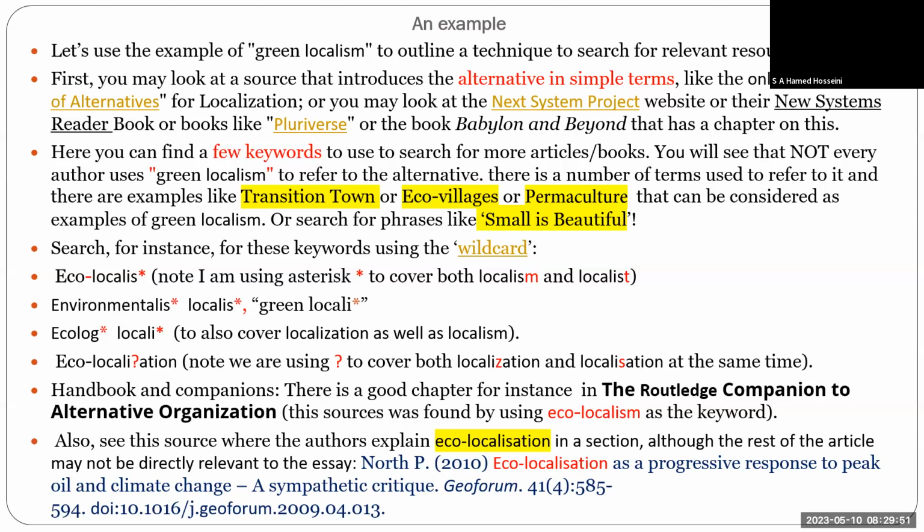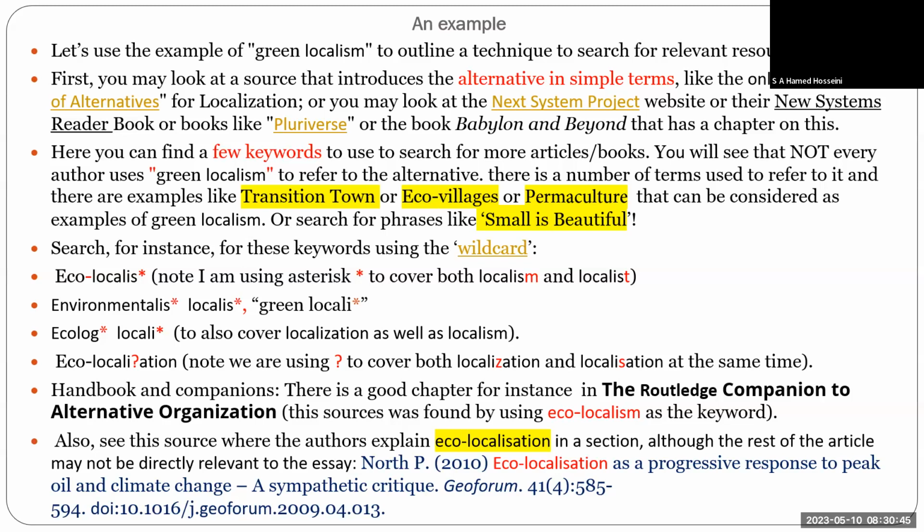So not only green localism, but also eco-localism, sometimes with a hyphen, sometimes without. Eco-localization, sometimes with a hyphen, sometimes without. Eco-localization with S, eco-localization with Z, depending on whether it's American or British. That's one thing. So there are strategies that I have listed here to make sure that we find them. That is called the wildcard strategy, the librarians call it. If you click on that link, wildcard, it gives you a number of strategies to find resources. But if you are doing, I don't know, degrowth or eco-socialism, you should be fine.